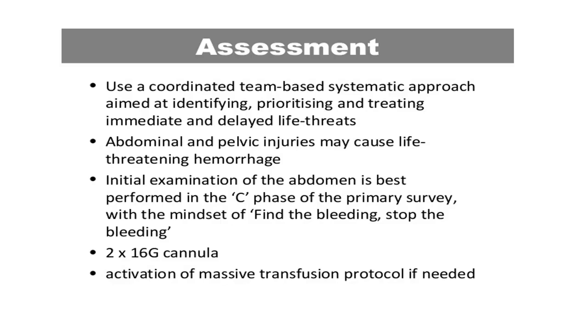In the initial assessment and management, always focus on the C for the abdominal exam in the primary survey, with the mindset of finding bleeding and stopping the cause of bleeding, whether or not it involves a laparotomy. The patient should have a 16-gauge cannula or the largest available bore cannula, and activate massive transfusion protocols when necessary.